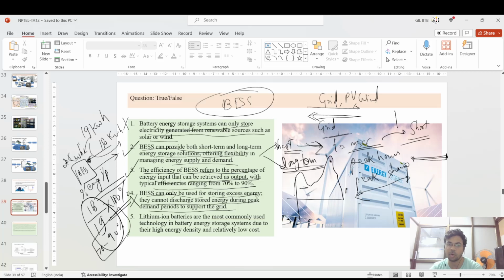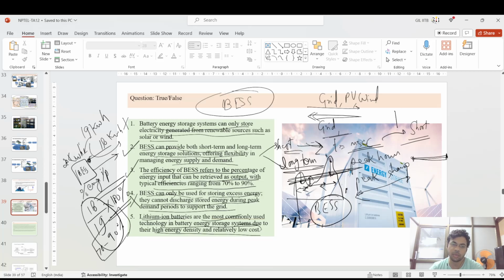Suppose this is the load curve, and this is a morning peak and this is the evening peak. In the morning peak and the evening peak, you can use battery energy storage systems as a solution for reducing this peak, and you can use the power for charging during the off-peak hours, and you can level this curve.